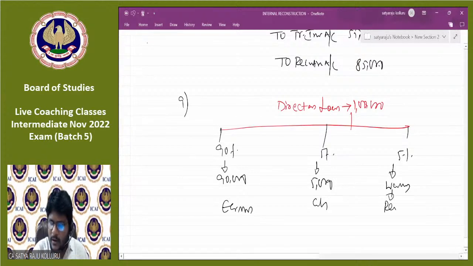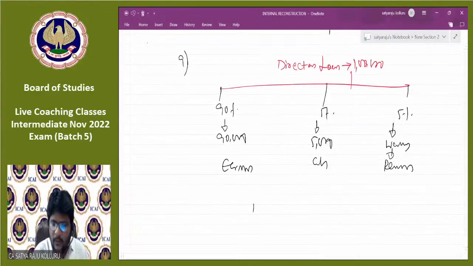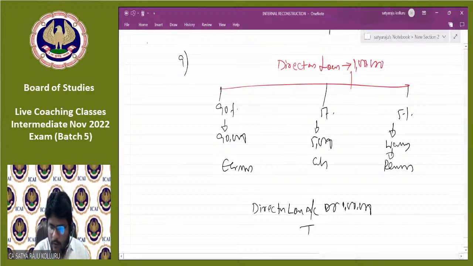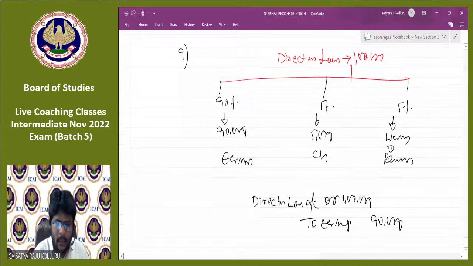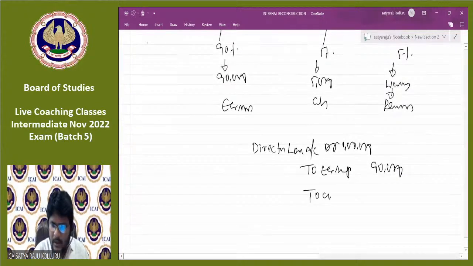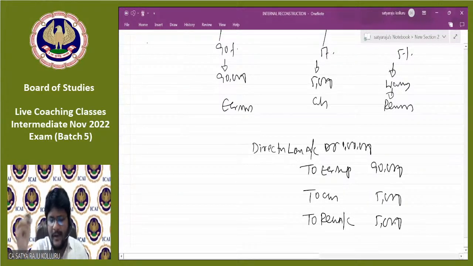Transfer to reconstruction. What is the entry, guys? Can you please tell me, all of you? Entire director's loan we need to cancel. That was 1 lakh. To equity share capital, transfer 90,000. To cash, 5,000. To reconstruction account, 5,000. This is the entry. Am I right, all of you? Which is very much simple. Entire director's loan cancelled. Issued equity share capital 90,000. Issued cash 5,000. Remaining 5,000 by way of reconstruction.